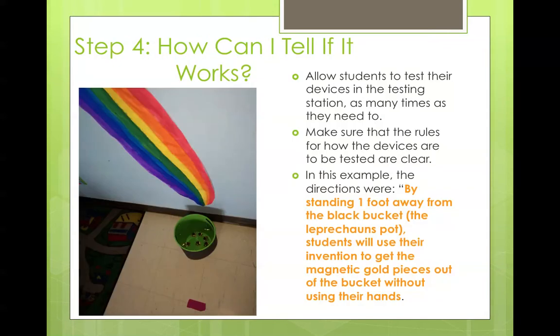Step 4. How can I tell if it works? Allow students to test their devices in the testing station as many times as they need to. Make sure that the rules for how the devices are to be tested are clear. In this example, the directions were by standing 1 foot away from the black bucket, which is the leprechaun's pot. Students will use their invention to get the magnetic gold pieces out of the bucket without using their hands.